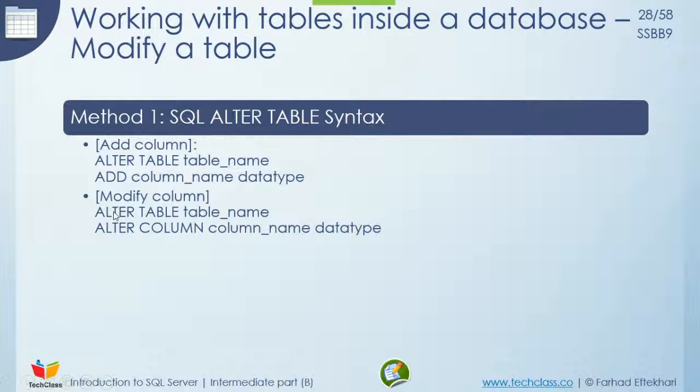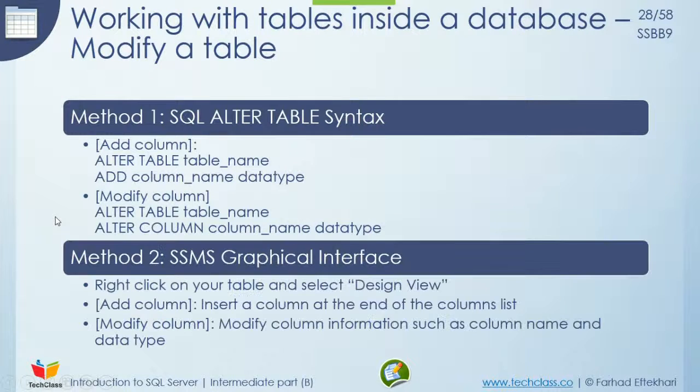So ALTER also means change or edit or modify. Whenever you see this ALTER keyword, it means that the type of object named by the following keyword is what you are looking to modify or change. And the other method is using the SSMS graphical interface. You need to right click on your table and then select Design View, and for adding a column you just insert a column there, or to modify one just select a column and then modify it.